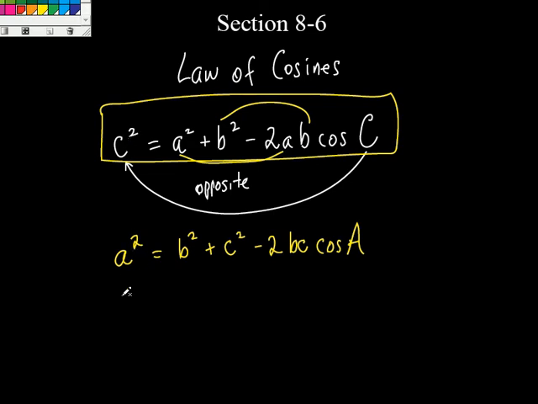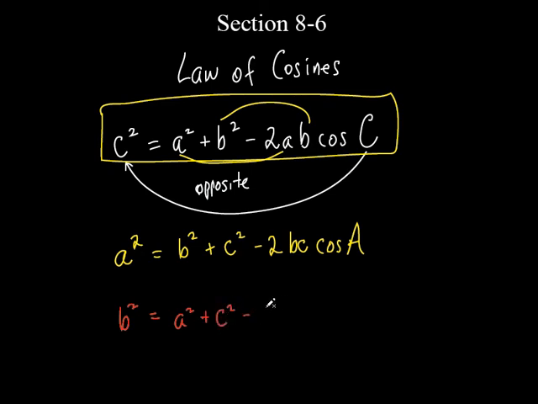I got C out here, I got A out here, and you could have B out here, B squared. So what would the rest of it be if I put B out here? It'd be A squared plus, oops, C squared minus 2, is it? AC, right? Because it's these two sides right here. It's 2AC, and then the cosine of what? Angle B. So you could write it any of those three ways, couldn't you?